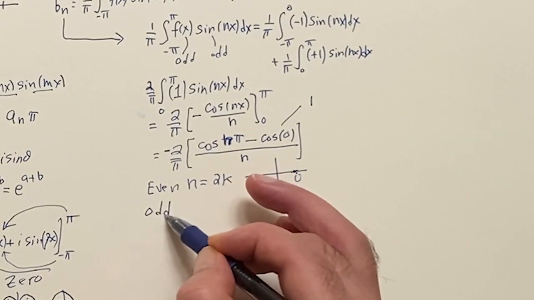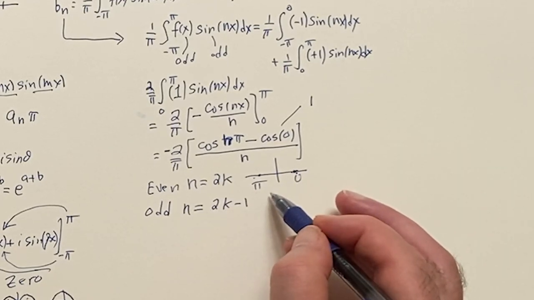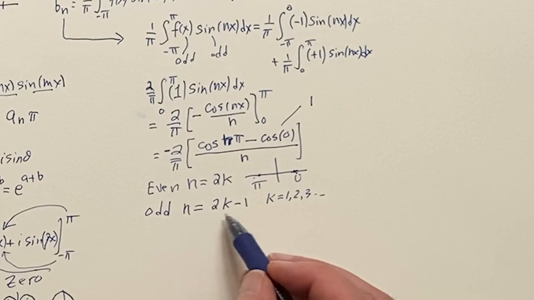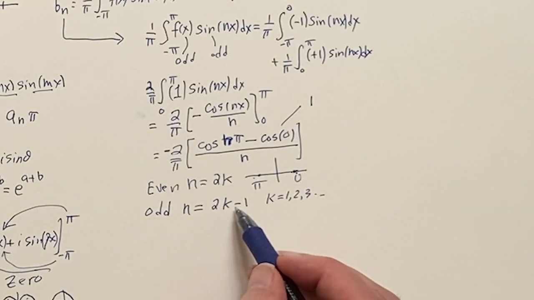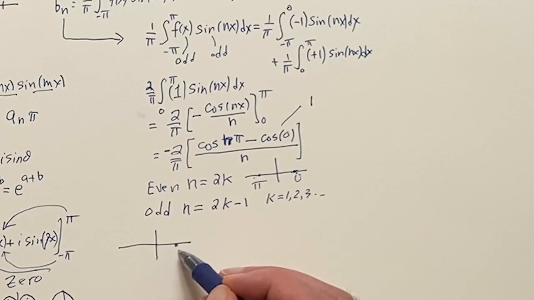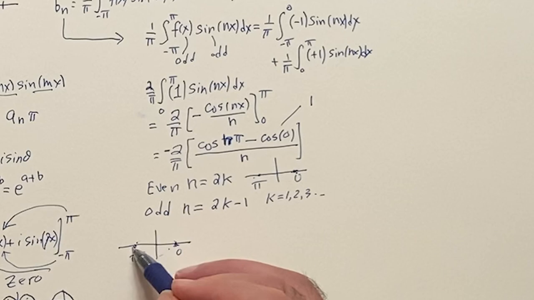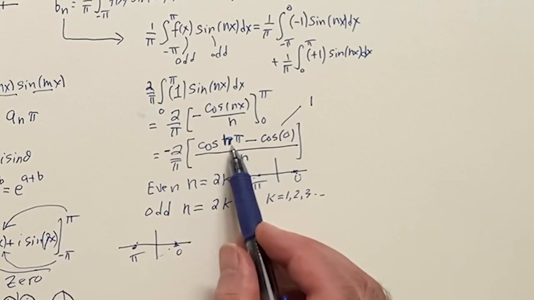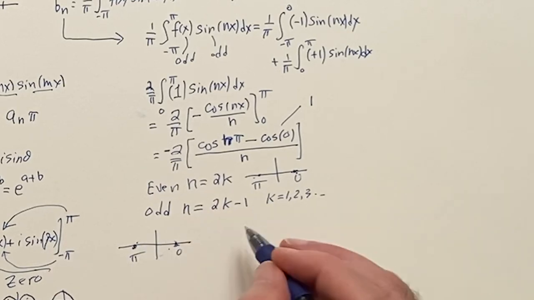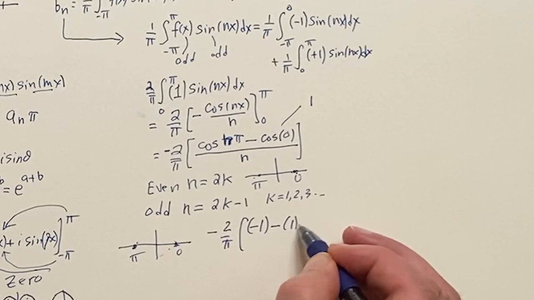Then we're going to try the odds. The odd would be 2k minus 1, which shows you how you can parametrize the odd numbers. So k equals 1, 2, 3, and you get odd numbers: 2 times 1 minus 1 is 1, 2 times 2 is 4, minus 1 is 3. If you do that, then with the zero and the pi, for an odd number you'll be here. So if n is odd, you get a cosine of something that's going to be a negative one. So for the odd cases, you're going to have a negative one minus 1 over n.